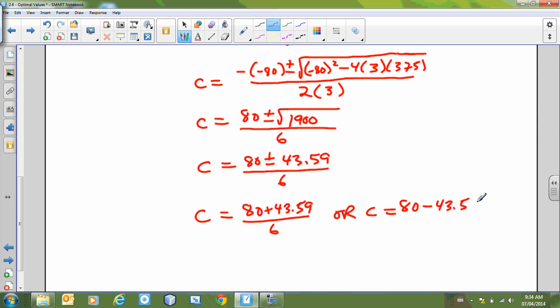And I like the way this one's working out, even though it doesn't seem like it's going to be a nice even answer. It's going to be a nice answer to discuss. So 80 plus 43.59 divided by 6. So C here is basically 20.6, almost exactly.